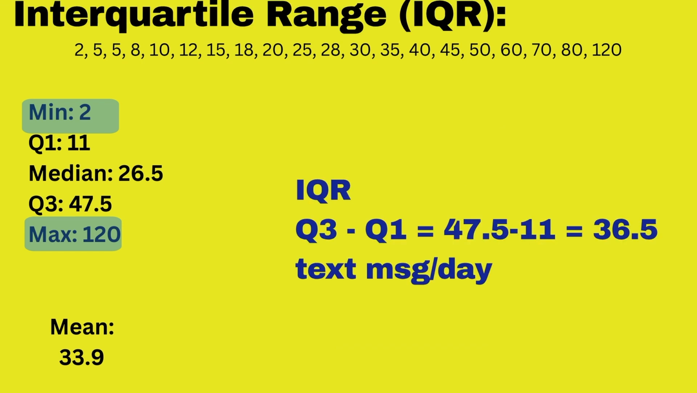The interquartile range is the difference between Q3 and Q1. It's the middle half of our data. So the IQR in this example is equal to Q3 minus Q1, or 47.5 minus 11, or 36.5 text messages.